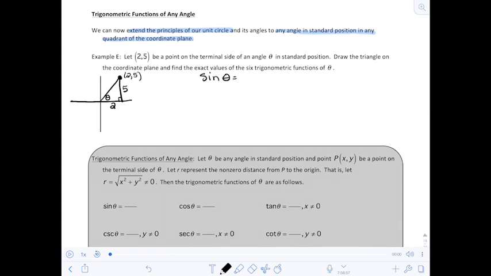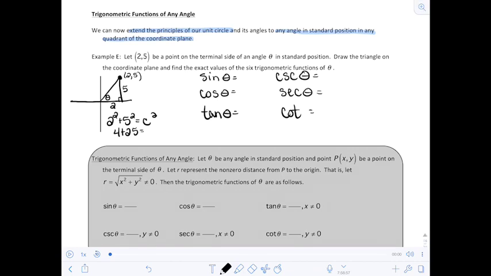So we want sine of theta, cosine of theta, tangent, cosecant, secant, and cotangent. So I need to find the third side, or the hypotenuse. So I'm going to do 2 squared plus 5 squared is equal to c squared. So I get 4 plus 25 is equal to c squared. So c squared is 29. So I know that this hypotenuse is the square root of 29.